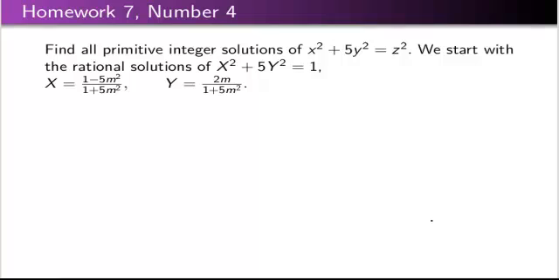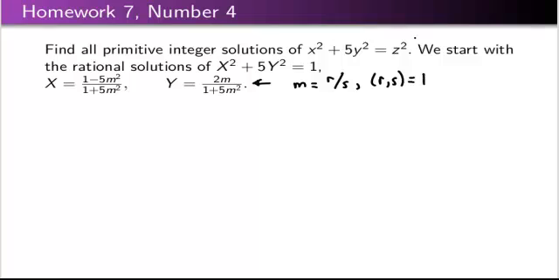Number 4. Find all primitive integer solutions of the equation x squared plus 5y squared equals z squared. Okay, we just found all of the rational solutions of capital X squared plus 5 capital Y squared equals 1. They look like this form right here. So m is a rational number, call it r over s, with r and s relatively prime.